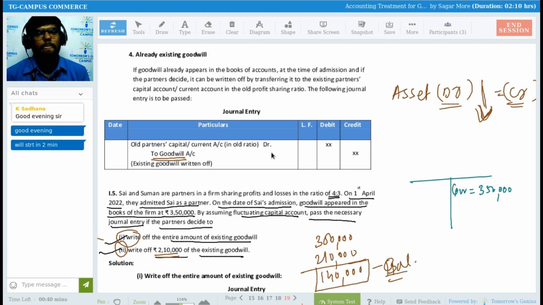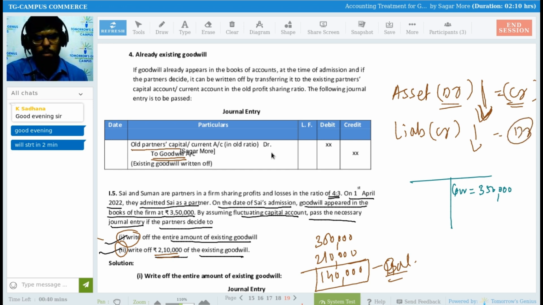Now, which account do we have to debit, sir? If the goodwill amount is getting cancelled, obviously it's a loss for the partners, yes or no? If the goodwill amount is cancelled by the firm, it's a loss on the part of the partners, and their capital balances will also get reduced. When we want to decrease any liability, liability means credit, and whenever you want to decrease any liability, you have to debit it. So we have to debit old partners' capital and current account in which ratio, sir? In their old ratio, star mark.